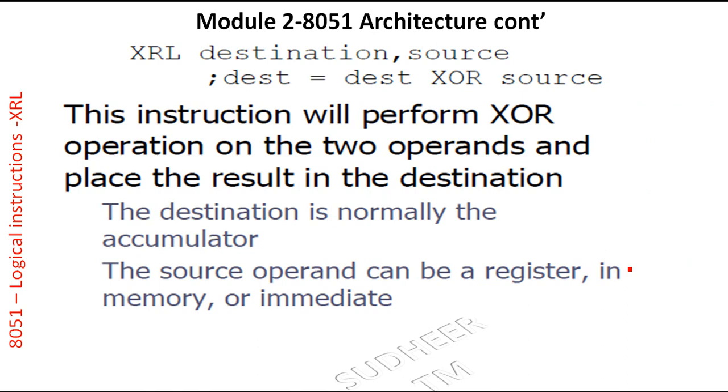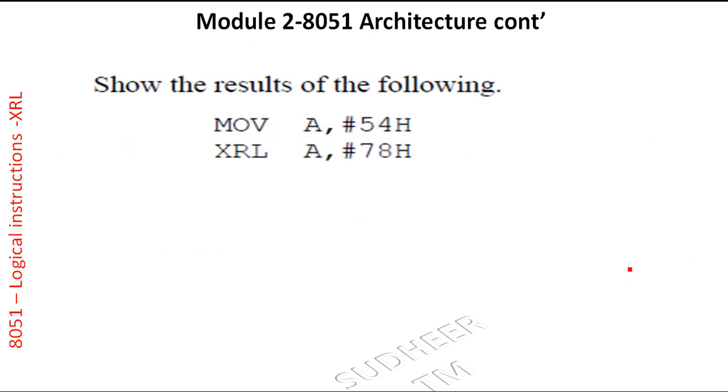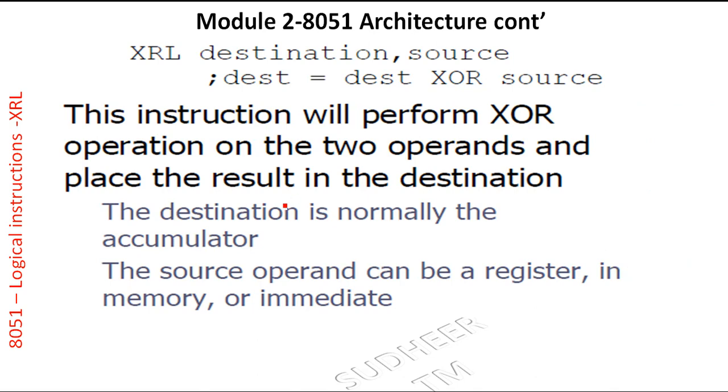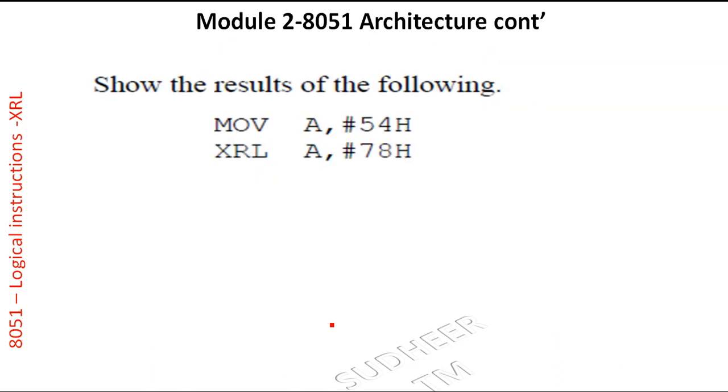Now XRL performs the exclusive OR operation between the accumulator, the destination, and the source bit by bit, and the destination will be modified according to the exclusive OR operation. The destination is always the accumulator, and the source, as in the previous cases, can be register R0 to R7, memory, say direct 27H, or immediate data 27H. So this is the format of the XRL instruction. Now, how does it work?